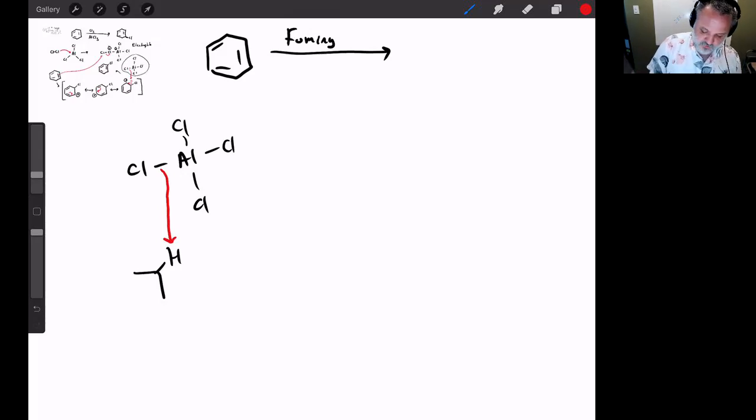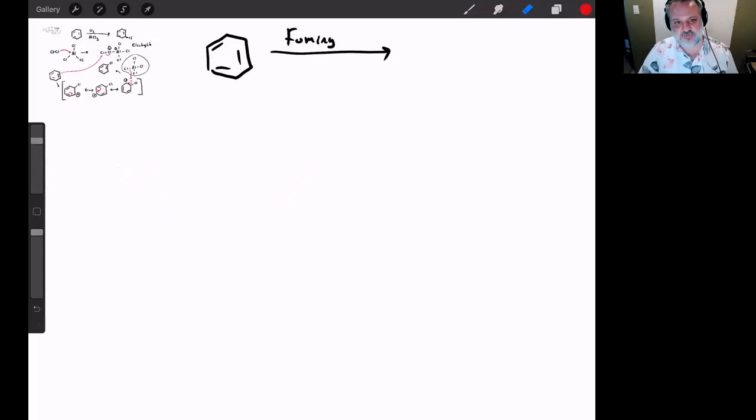Another way to show this would be to show a lone pair here, show that go there, and then have the lone pair do the attacking. But at the end of the day, you are making HCl. So the chlorine doesn't leave in the sense that it's by itself. It's hanging around with a hydrogen and it's making acidic conditions.